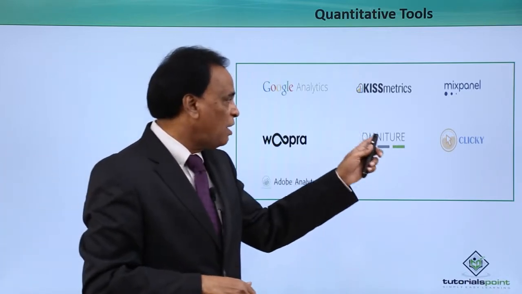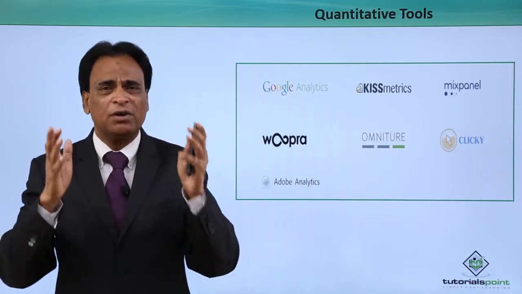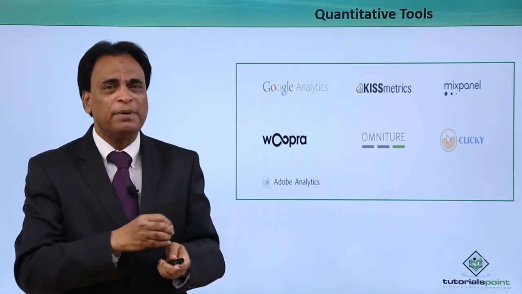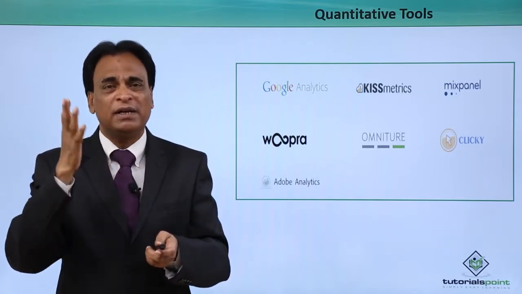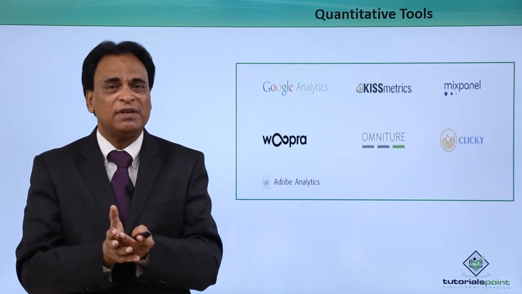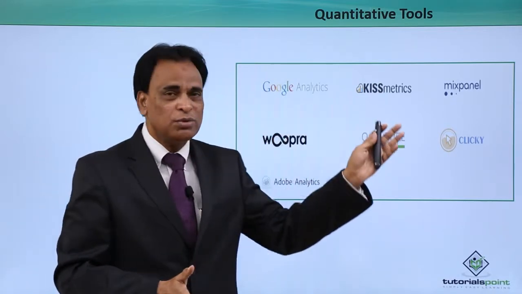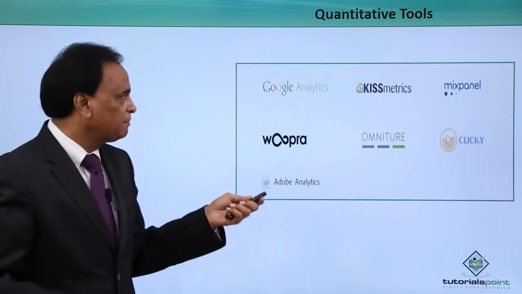And Omniture and Adobe Analytics are very big tools, very costly tools, and these tools are basically used at enterprise level. Depending upon your company, the kind of services that you are offering, and the size and the scale of the company, you can use these tools to quantify the results and take informed decisions.